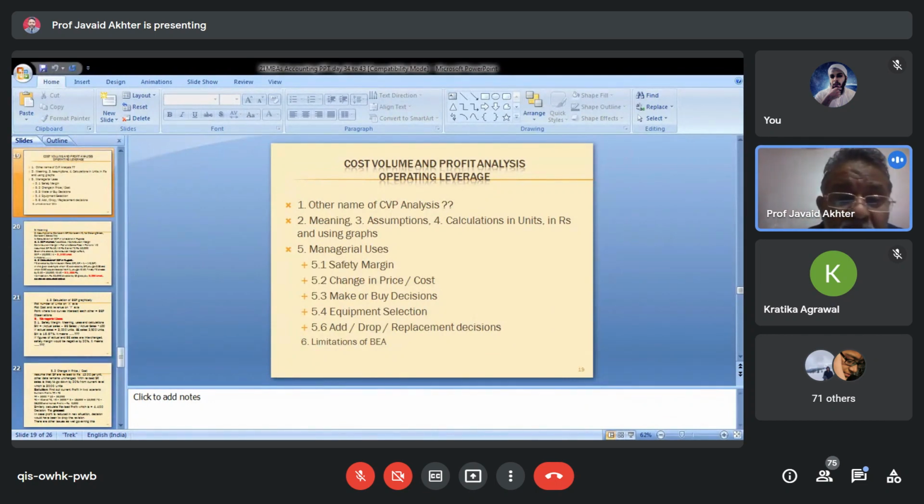So first let us start with how this can be calculated in terms of units. We need to use a very simple formula: the number of units in order to break even, the number of units needed to recover our total cost, or the number of units at which our total cost and profit will be equal. Or can we say it in any other words also?